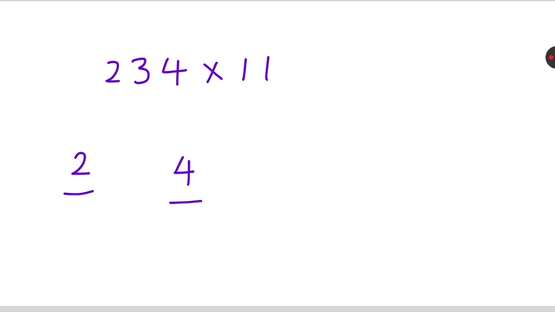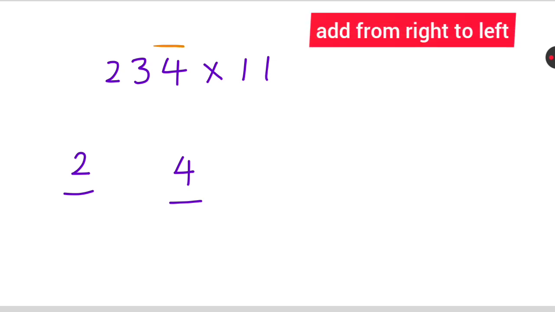The second step is to add these two numbers. What we have is 4 plus 3, which is 7. So write 7 here, and then add 3 and 2, which is 5. You just write 5 here. That's it. So 234 times 11 is 2574.